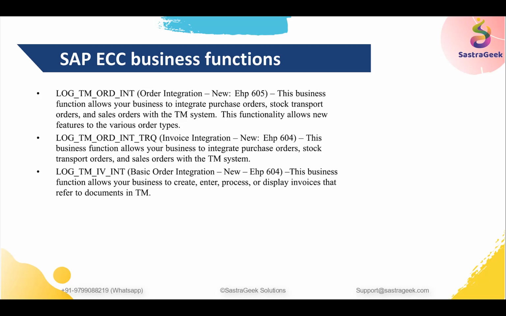Okay, but what is the difference between basic order integration and order integration? Is it just the basic? Hello, Naga? Out of the three switches you have, I see order integration new 605 and basic order integration new, EHP 604. So 604 was the older version. Correct, 605 is the latest version of EHP. Now I think the 7th and 8th are there. 7 is the HANA version. Okay, HANA 10, sorry.